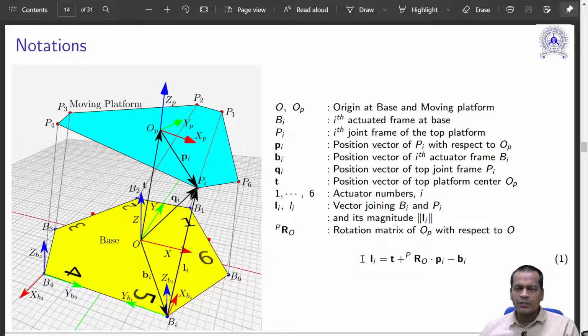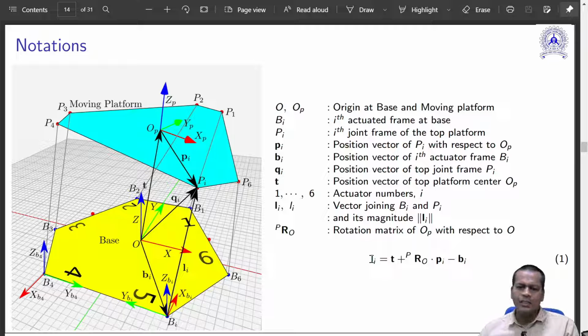So effectively what you have calculated is this. Using this equation, you can easily obtain the length of the prismatic joint. Let us say it already had some length. Now you have calculated a new length based on the new orientation and position of the top platform. The difference of those two will give you the displacement that you have to give in order to go to that new position. This is the simple mathematics behind it.